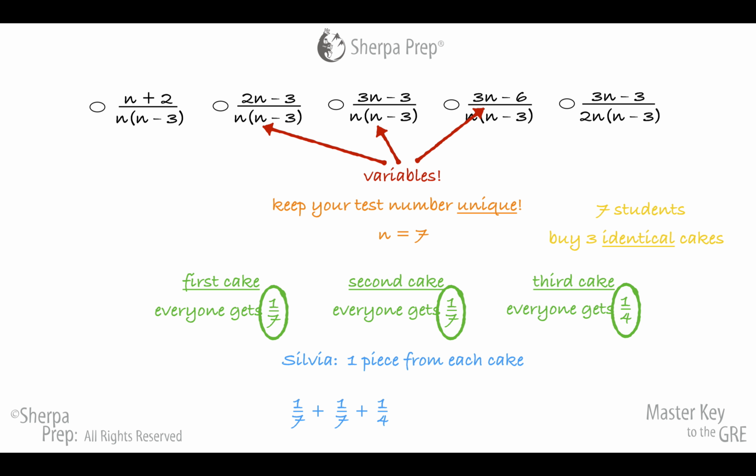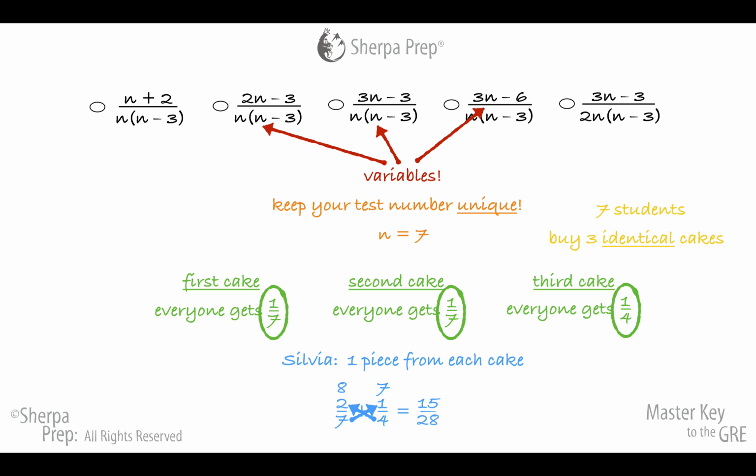Let's make the math easy. 1/7 plus 1/7 is 2/7. And remember, an easy way to add two fractions, start by multiplying their denominators. Here, 7 times 4 is 28. And then cross multiply. 4 times 2 is 8. And 7 times 1 is 7. And finally, 8 plus 7 is 15, meaning she ate 15/28 of a cake.